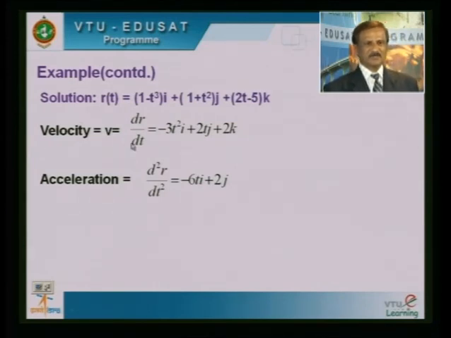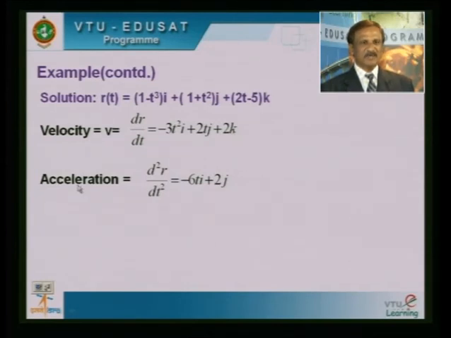How do we calculate velocity? Velocity means you want to differentiate the given vector with respect to t. That itself is the velocity. Is it clear? If you are able to differentiate this vector, I hope you will get the velocity. So, minus 3 t square, because the derivative of 1 is 0, into i as it is, plus derivative of t square is 2 t into j, plus derivative of 2 t is 2, is it clear, and k is as it is.